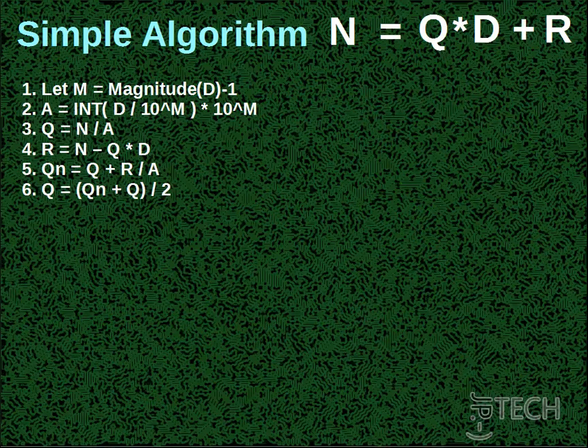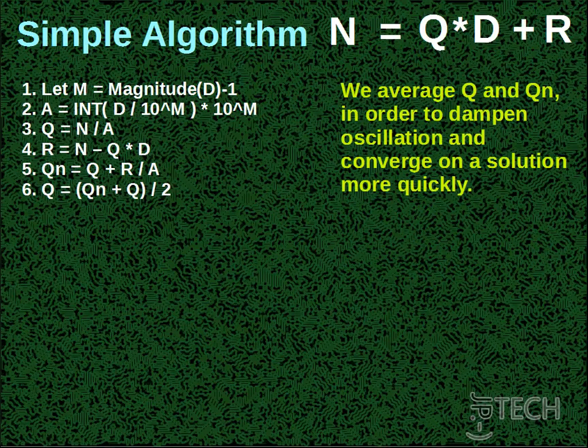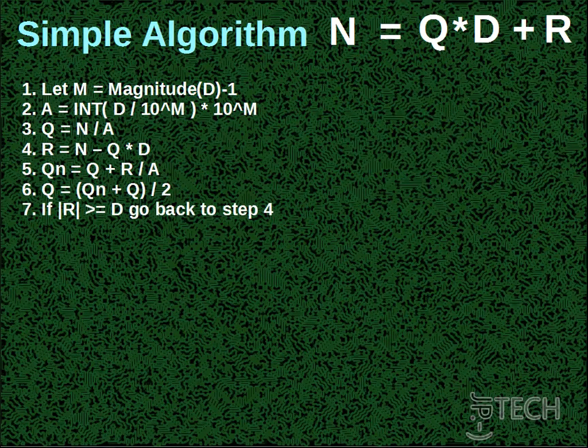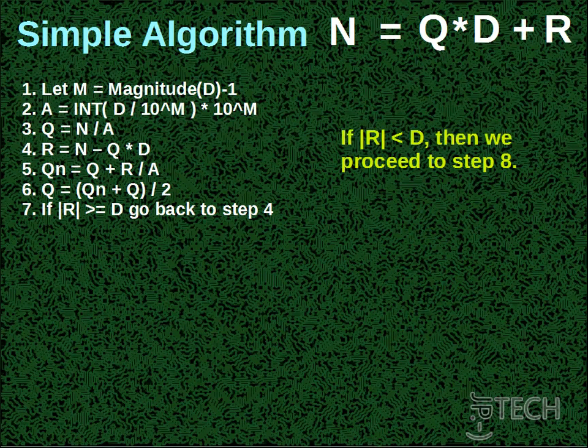This step wasn't mentioned previously, but it dampens oscillation and helps us find the right answer more quickly. We take our new and old quotient candidates and divide by 2. If the absolute value of r is greater than or equal to d, meaning our remainder is greater in magnitude than our denominator, we go back to the beginning of the loop. If not, then we just simply continue to the next step.